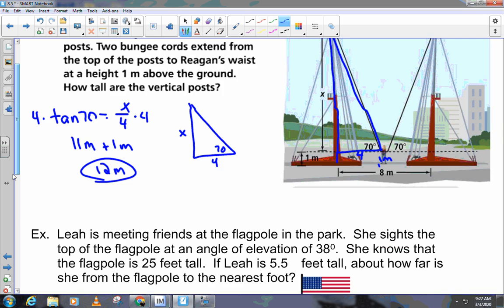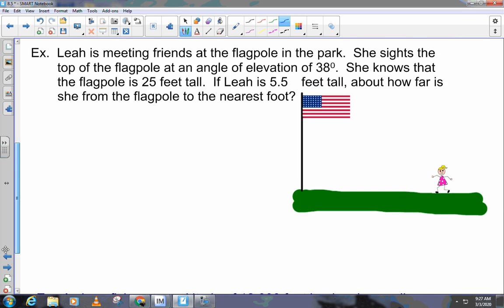All right, here's another one. Leah is meeting friends at the flagpole in the park. She sights the top of the flagpole at an angle of 38 degrees. She knows that the flagpole is 25 feet tall. If Leah is 5.5 feet tall, about how far is she from the flagpole to the nearest foot?